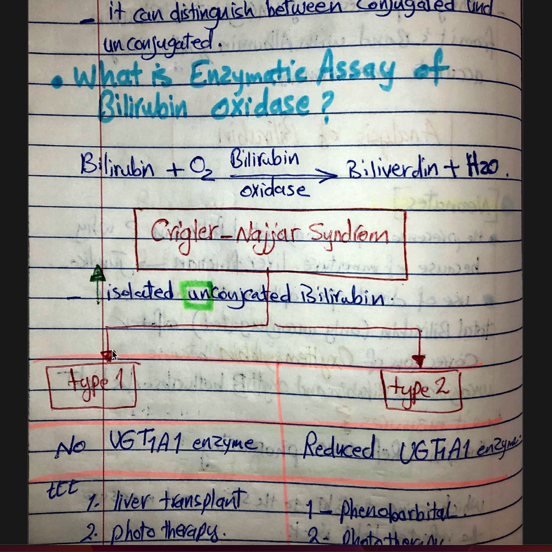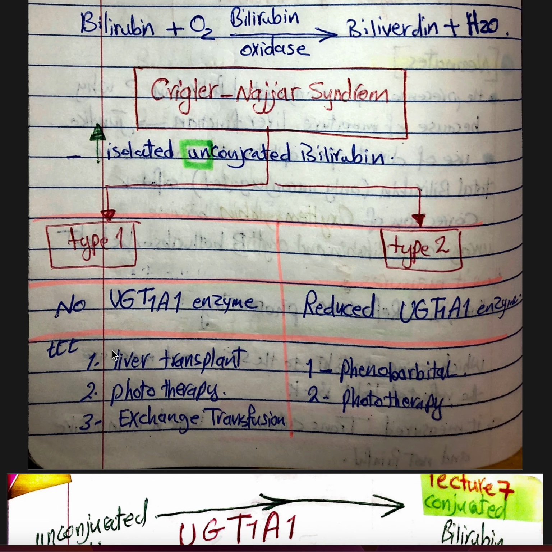And then we will talk about Crigler-Najjar syndrome. Crigler-Najjar syndrome is actually due to an increase, or we can say isolated, unconjugated bilirubin. That's why we use reflectance spectrophotometry, because sometimes it's normal that the neonate has jaundice in the first few days, but not the first day. If the neonate has jaundice from the first day, then that is pathological. But if it is just from the second day, then we can say it's physiological.